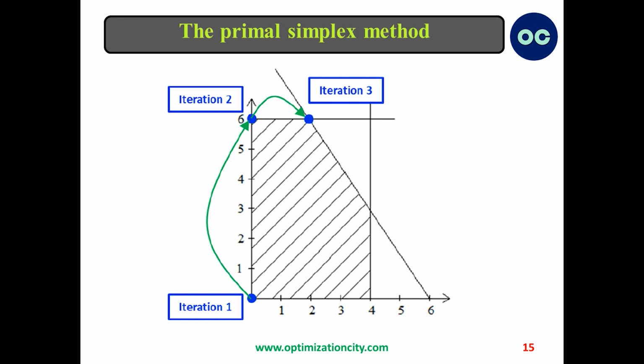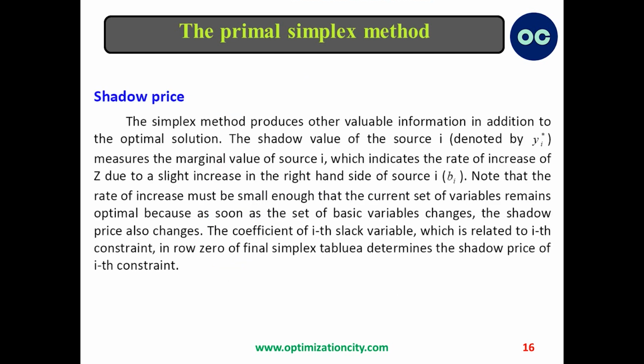In the following, we discuss important definitions in linear programming, which are very common in industry. What is shadow price? The simplex method provides valuable information in addition to the optimal solution. The shadow value of resource i, denoted by yi star, measures the marginal value of resource i and indicates the rate of increase of the objective function due to a slight increase in the right-hand side of resource i, which is bi.